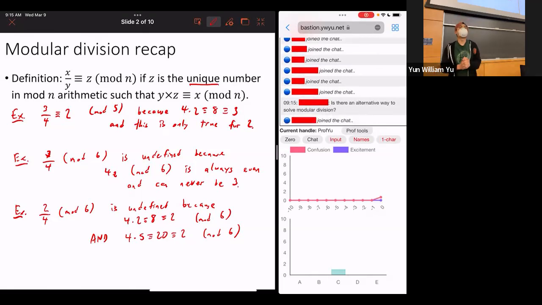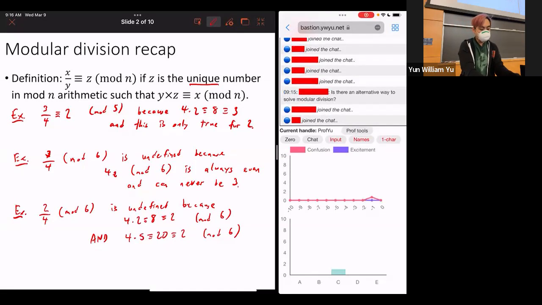Is there an alternative way to solve modular division? Yes, that's the whole point of this lecture. Last time I gave you a brute force way of solving modular division, where you write out all the things and then try to figure out what the reverse is. In today's class, we're going to talk about a way to get modular division without having to go through this process of checking everything and then finding the reverse.